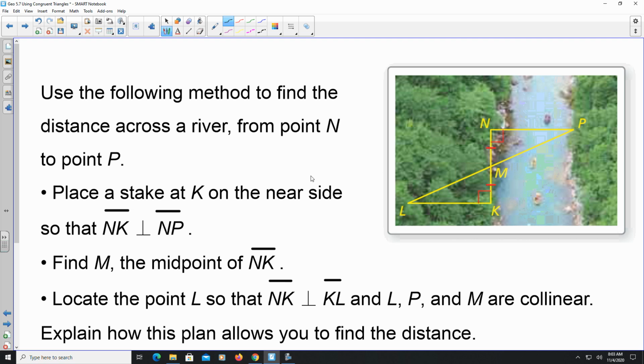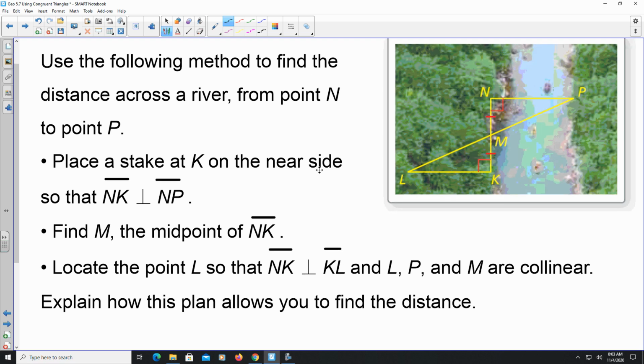Here it says, use the following method to find the distance across a river from point N, so point N is right there, to point P, which is right there. Here it says place a stake at K on the near side. So we're placing a stake here so that NK is perpendicular. And then they want us to find M, the midpoint of N and K. So midpoint meaning that they're equidistant, so NM is congruent to MK, which it shows on the diagram.